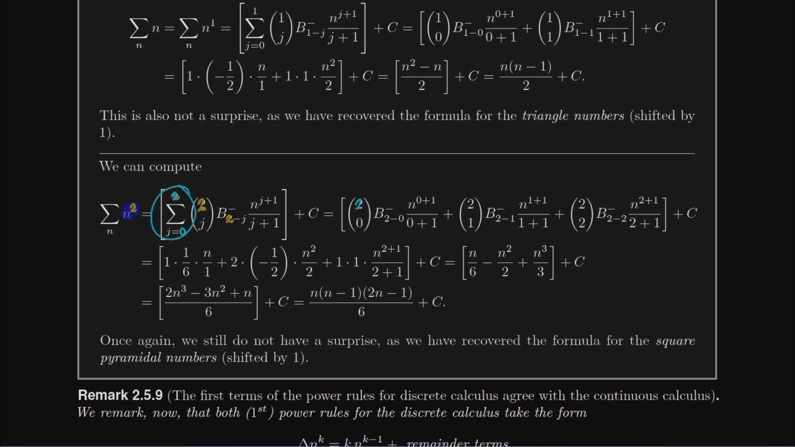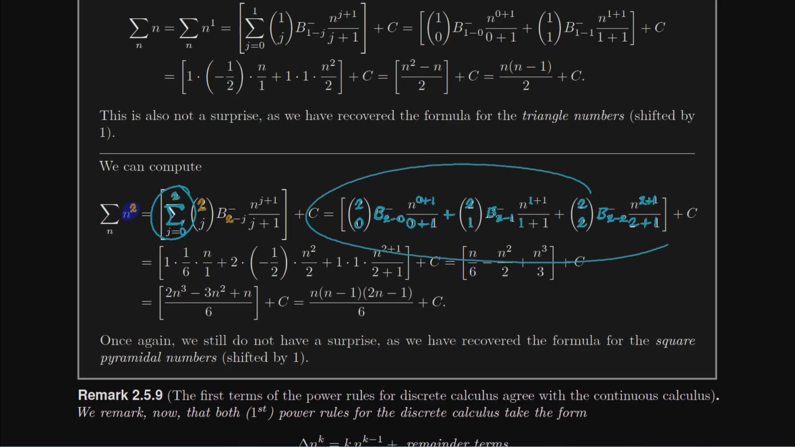When j is 0, I'm going to have a 2 choose 0, Bernoulli 2 minus 0. j is 0, so I'm going to evaluate at the power 0 plus 1, and in the denominator 0 plus 1. Then on the summation, I'm going to add, moving j up to 1, 2 choose 1, Bernoulli number 2 minus 1, 1 in the power, 1 in the denominator, and then taking the summation one more time, moving from j equals 1 to j equals 2, I'll have 2 choose 2, Bernoulli number 2 minus 2, n to the power 2 plus 1 divided by 2 plus 1.